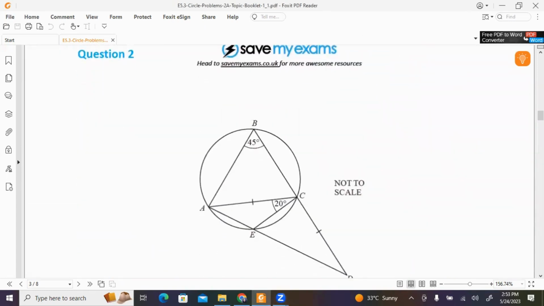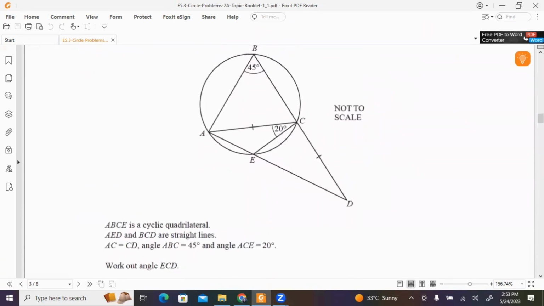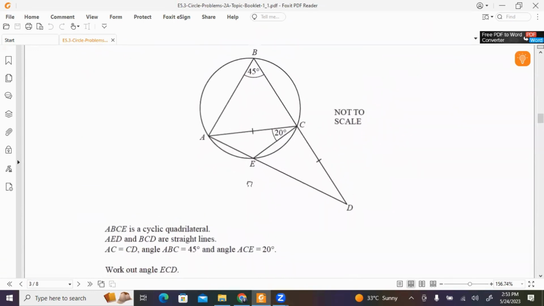Then if we go to question number 2, it shows us circle properties for angles. ABCE is given as a cyclic quadrilateral. AED and BCD are straight lines. AC equals CD. Angle ABC is 45 and angle ACE is 20. Work out angle ECD. This is what we need.